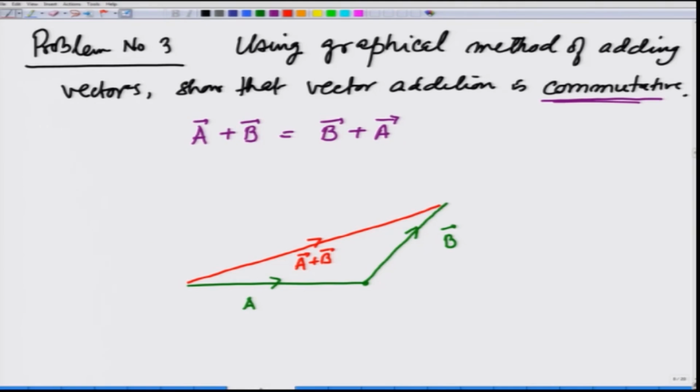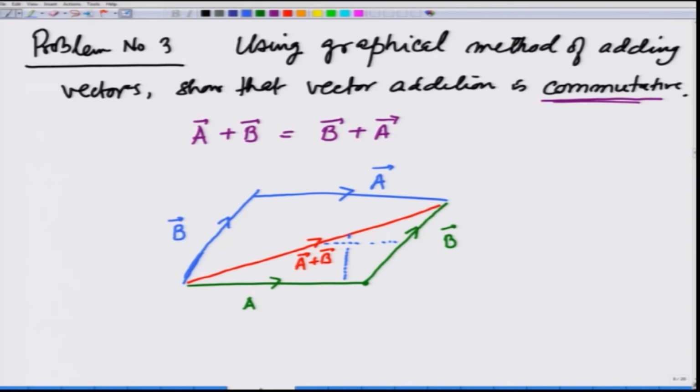However, recall that vectors, if they are transported parallel to themselves, they are equal. So, I can take this B and transport it parallelly to this side, so that the tail of this vector B is at the tail of A. Similarly, I can transport this A up and bring it here. Because I have transported the vector parallel to itself, it remains equal to A, and vector B parallel to itself remains vector B.